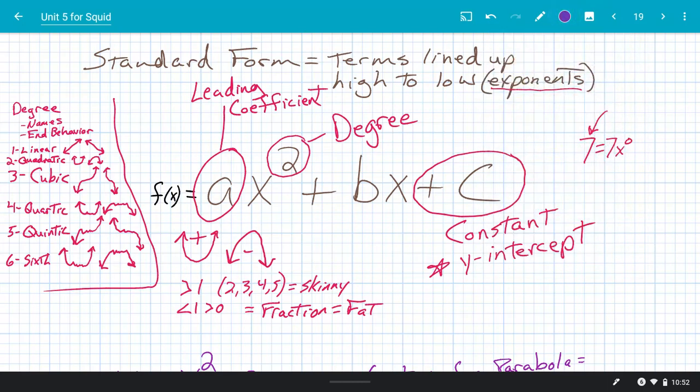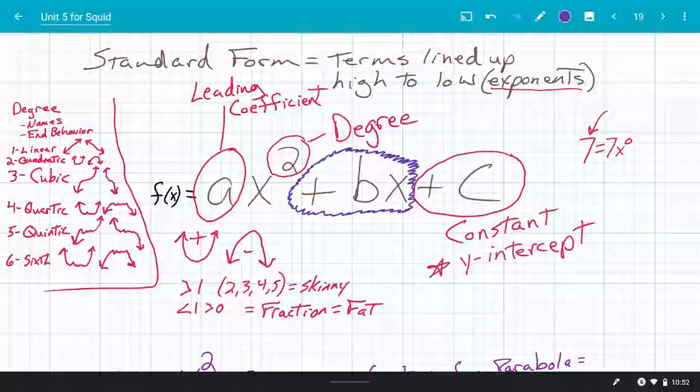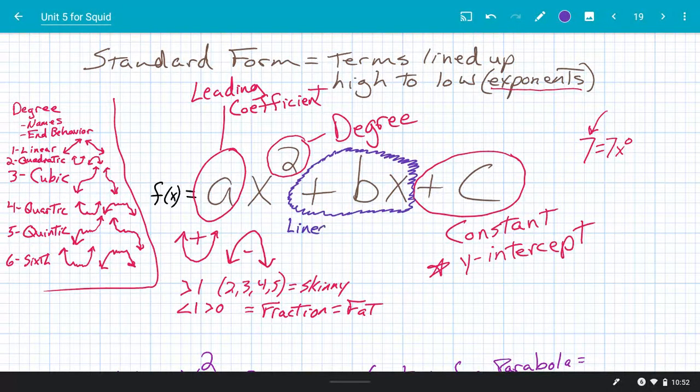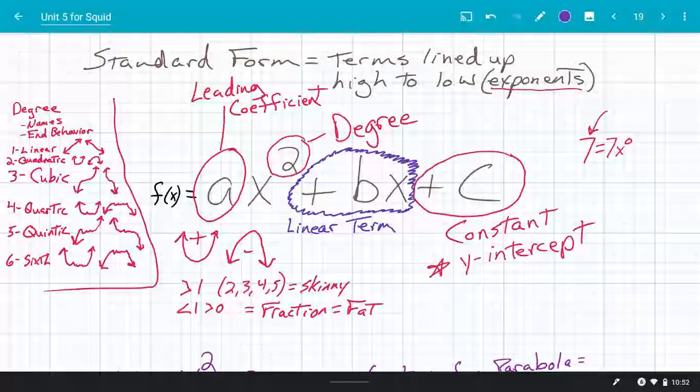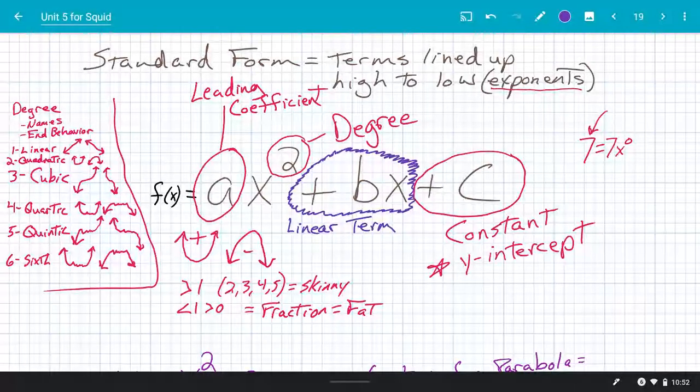The last thing I want to talk about is this stuff in the middle. This thing in the middle, and I went to a different color here to hopefully make sure it jumps off the page at you. Mathematically speaking, it's called the linear term. Anybody tell me why it's the linear term? Because it's like to the first degree. Absolutely. That's exactly why it's the linear term. Remember, the degree names it. So that's the linear term.